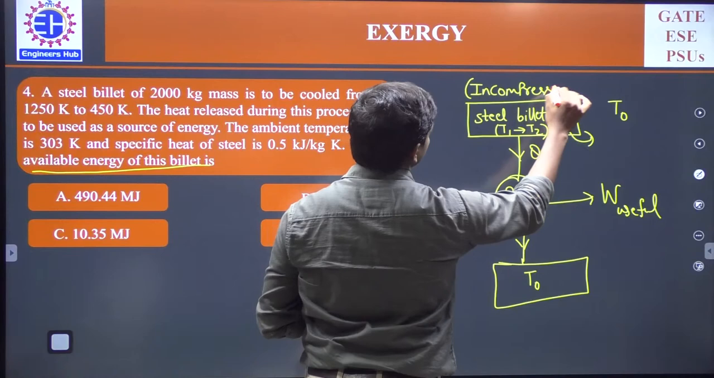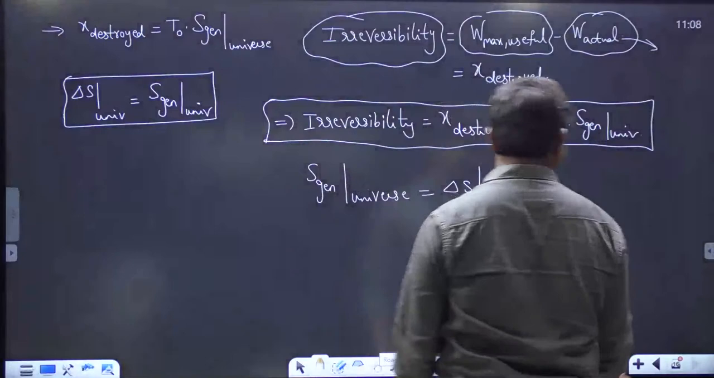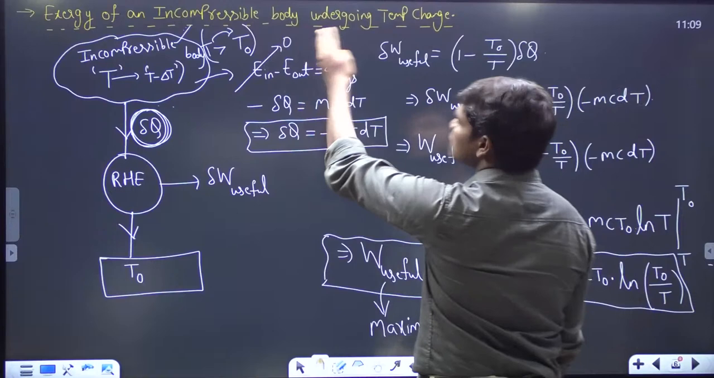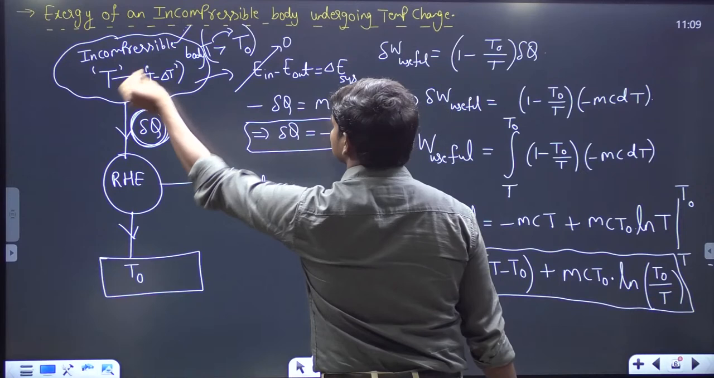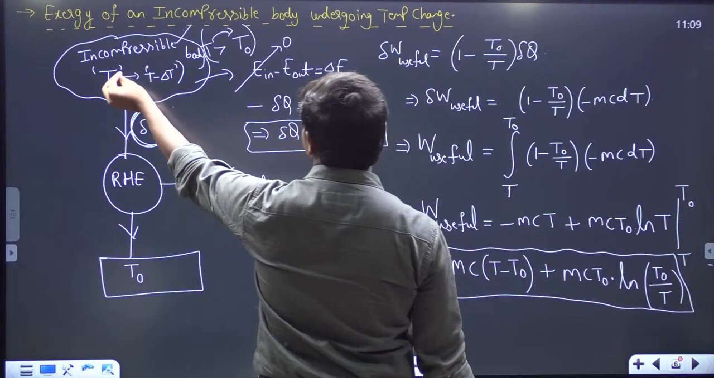So if you understand this much, let me show you one expression now, which we have already discussed. This is the energy of an incompressible body undergoing temperature change. So see carefully. When this body is undergoing a temperature change from T to T naught, we integrated this from T to T naught, correct? Because we assumed this W useful is the total maximum useful energy, because it's going from T to T naught, so we have integrated from T to T naught for this complete expression.